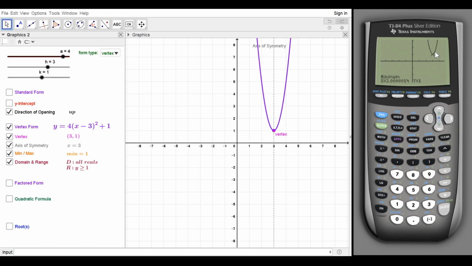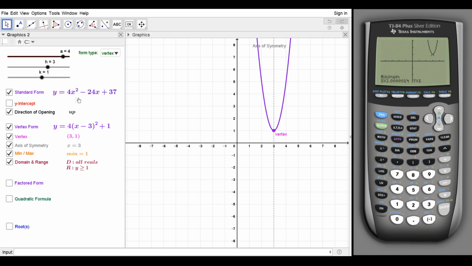And once you know the vertex is at 3, 1, you can figure out your axis of symmetry, x equals h, x equals this coordinate. You can identify the min or the max, depending on which way it's going. This one even tells you minimum, so the minimum value is 1, and you can go through and add the properties.